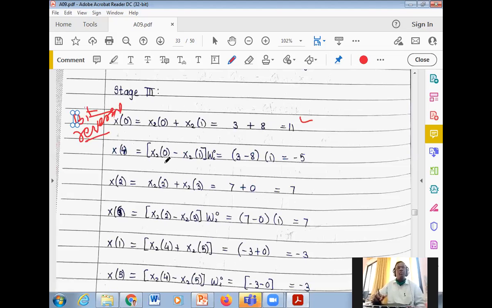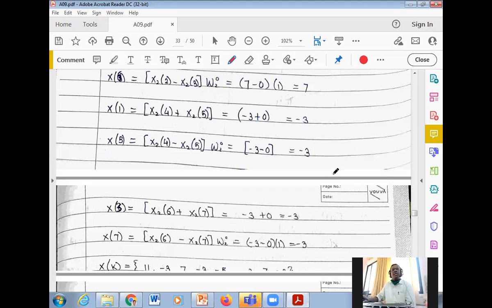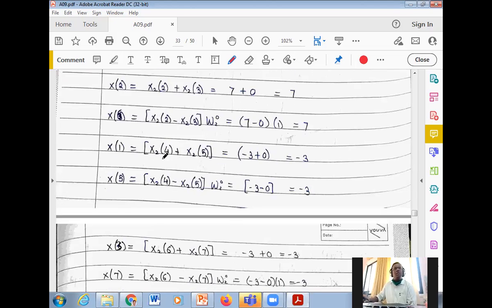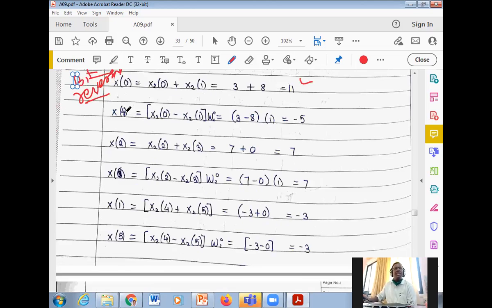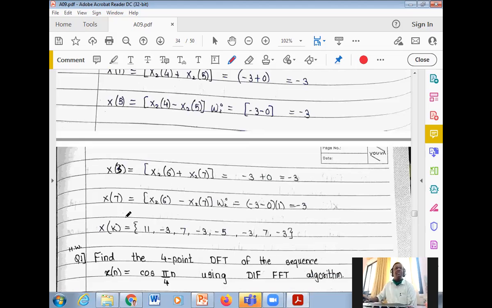Then x of 4 will be equal to x2 of 0 minus x2 of 1 multiplied with w2 to the power 0. So we'll get it as minus 5. So likewise, we are performing all the values here so that we will understand. We will get the final answer like x of 0, x of 4, x of 2, x of 6, x of 1, x of 5, x of 3, and x of 7. So this is the answer which we have got as per the bit reversal order.